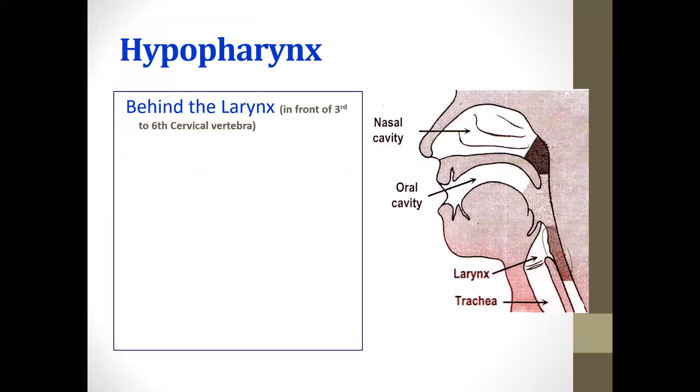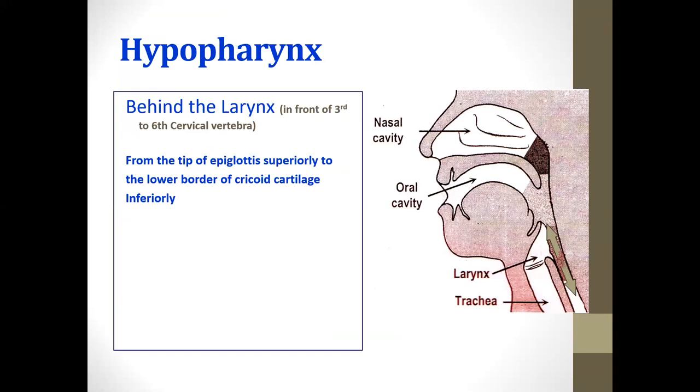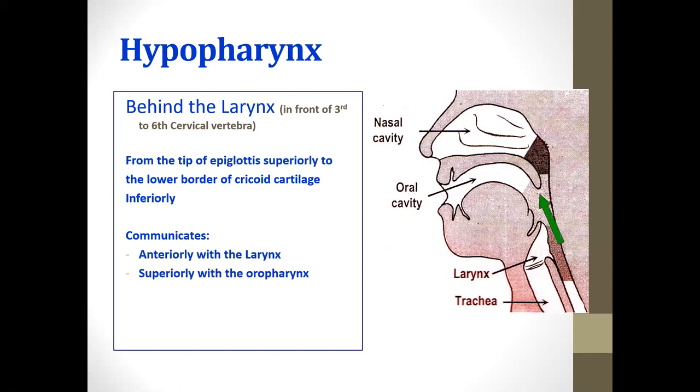The hypopharynx is the third division of the pharynx, and it starts from in front of the third cervical vertebra to the sixth cervical vertebra. It starts from the tip of the epiglottis to the lower border of your cricoid cartilage, and it communicates anteriorly with the larynx, superiorly with the oropharynx, and inferiorly with the esophagus. So esophagus, that's the conduit for food, whereas the larynx, that's the conduit for air.